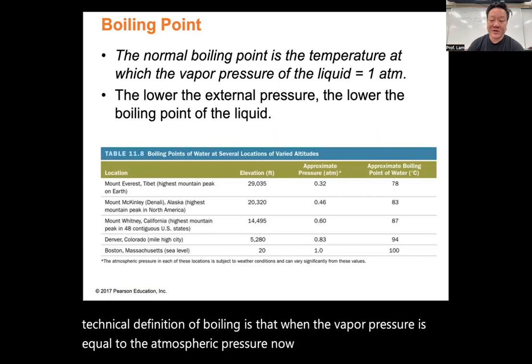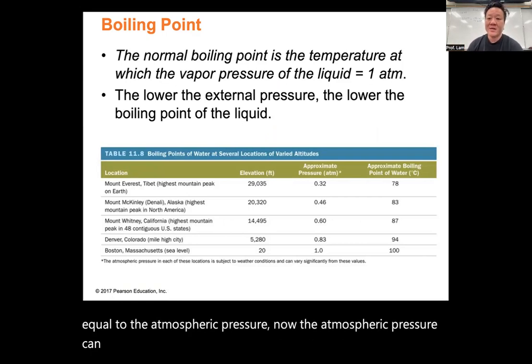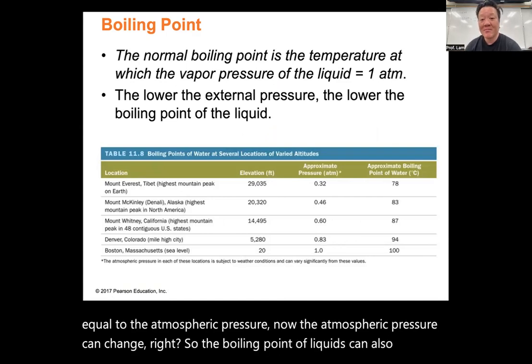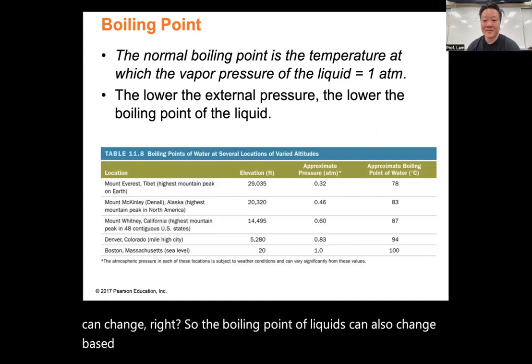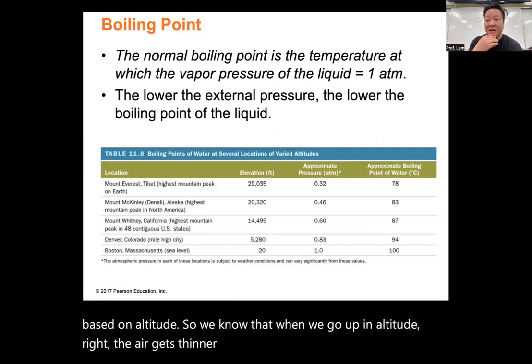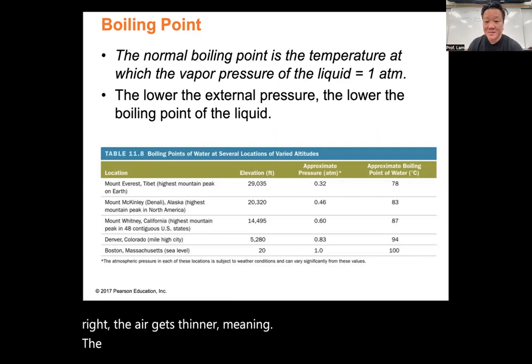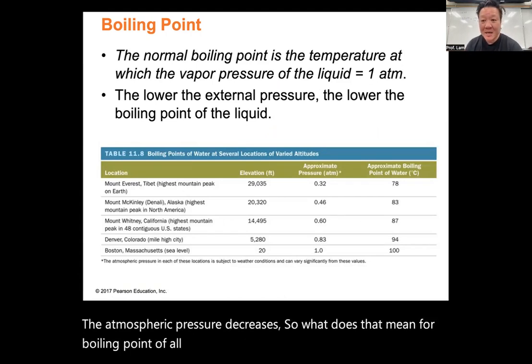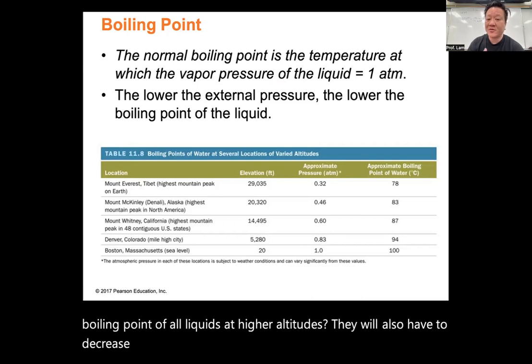Now, the atmospheric pressure can change, so the boiling point of liquids can also change based on altitude. We know that when we go up in altitude, the air gets thinner, meaning the atmospheric pressure decreases. So what does that mean for the boiling point of all liquids? At higher altitudes, they will also have to decrease.